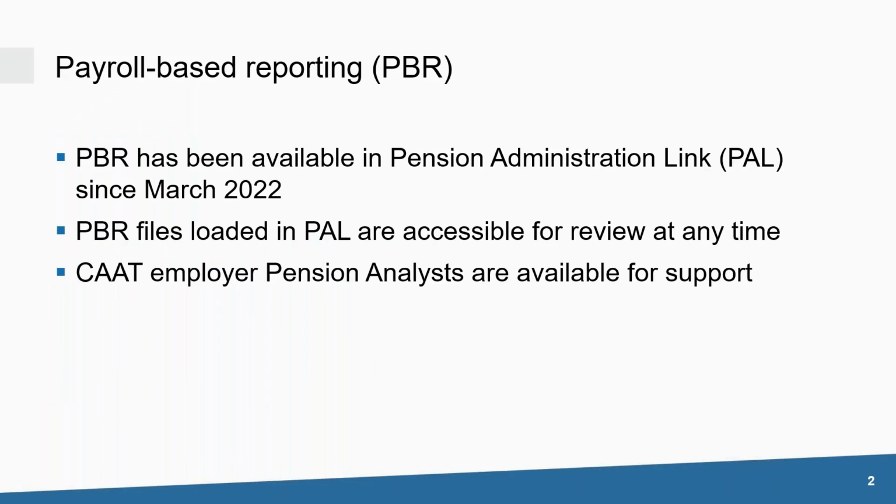Payroll-based reporting, or PBR, is the process used to facilitate data reporting from participating employers to CAT so that employers can provide data such as eligible earnings, contributions, and member statuses to ensure that a member's data record can be used to accurately calculate their pension benefit. PBR has been available in Pension Administration Link since March 2022. It is not a new process, but CAT is continually refining and improving it.